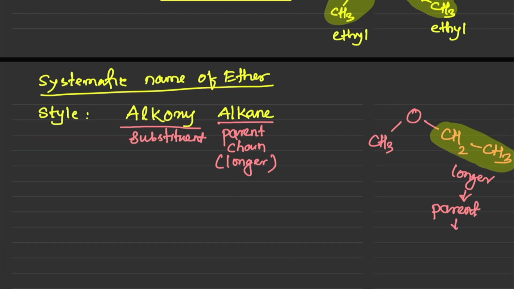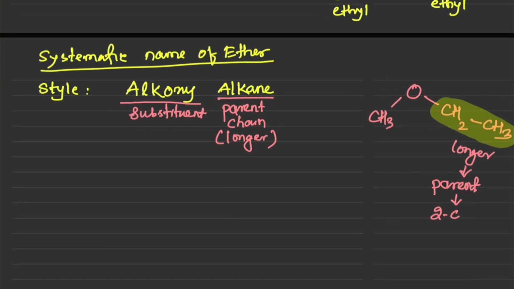How many carbon atoms here? It has two carbon atoms. If you have two carbon atoms, what is the name? Two is eth. So we're gonna call it ethane. Okay, so ethane right there.